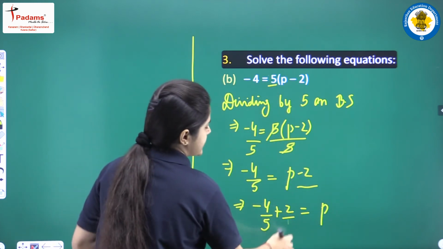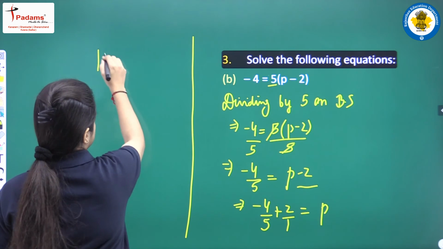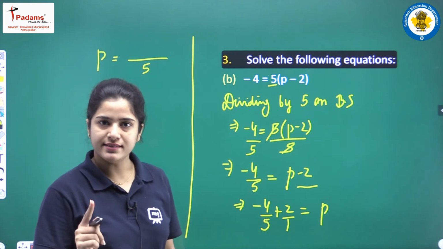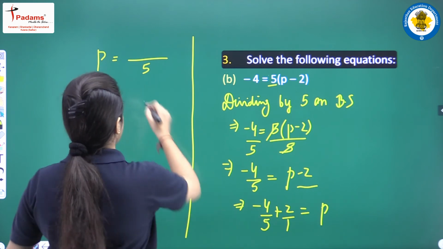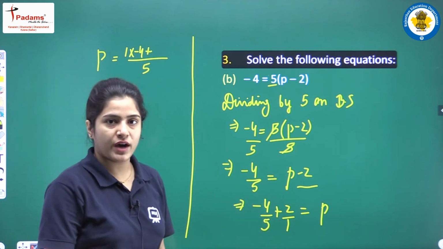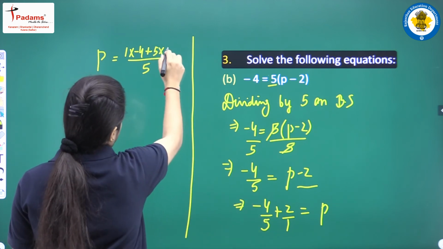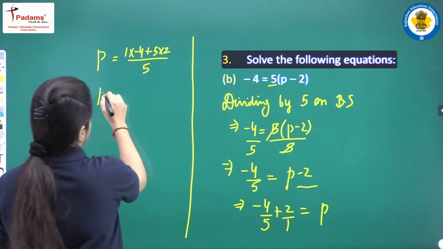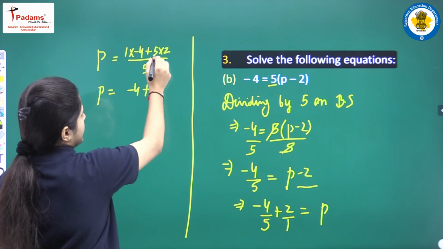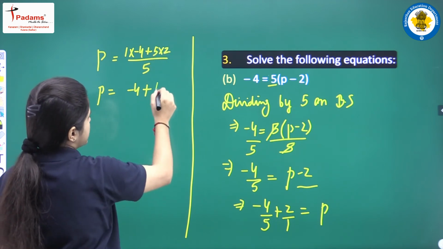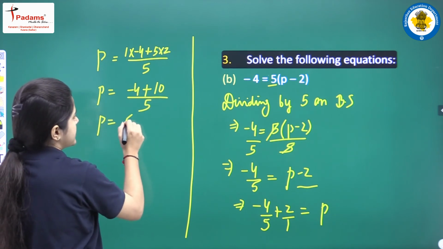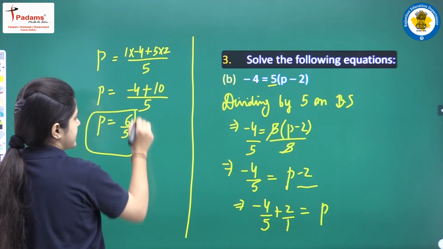We have done. The LCM of 5 and 1 is 5. So this P is equal to 5. 5 divided by 5 is equal to 1, okay. So 1 multiplied by minus 4 plus 5 divided by 1 is equal to 5, and 5 multiplied by the numerator, that is 2. So this P is equal to 1 into minus 4 is minus 4 plus 5 into 2 is equal to 10 upon 5. Students, 10 minus 4 is equal to 6, 6 upon 5 is your answer, okay.